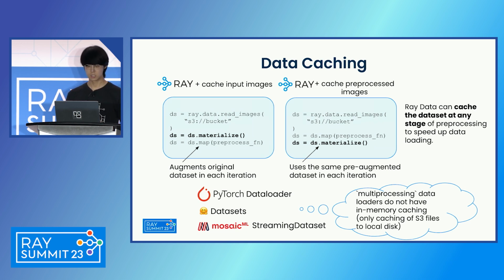And then in comparison to other data loaders, the data loaders which rely on multiprocessing don't have support for in-memory caching. They currently only have caching for writing to local disk.